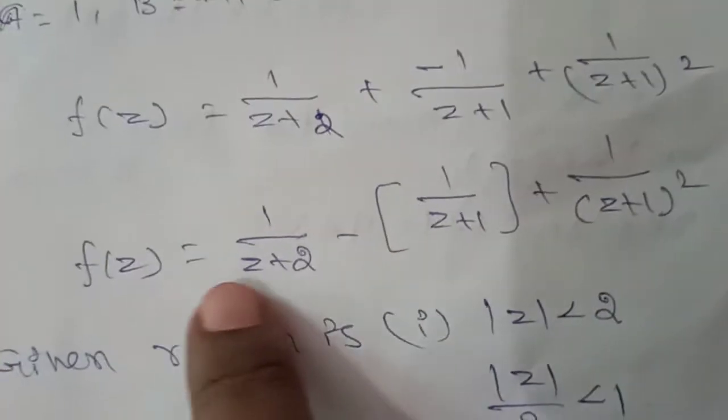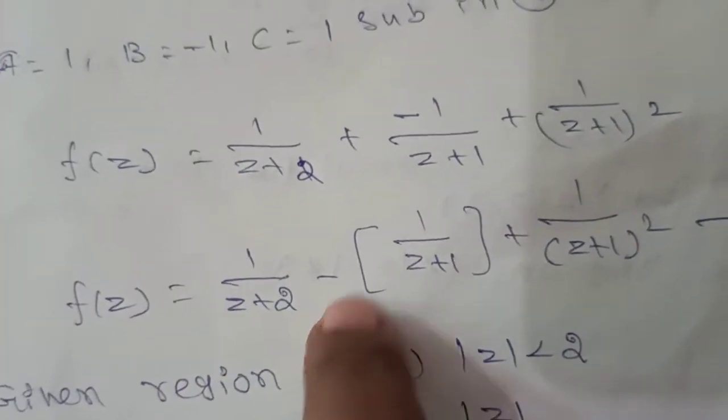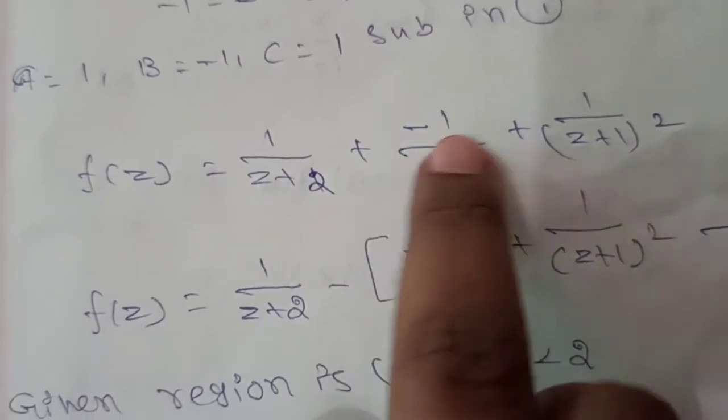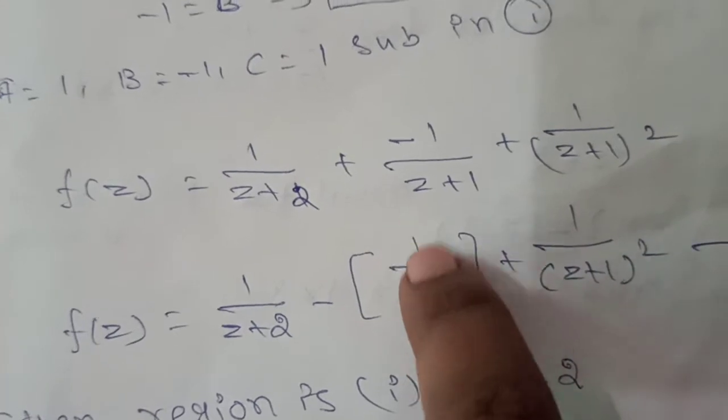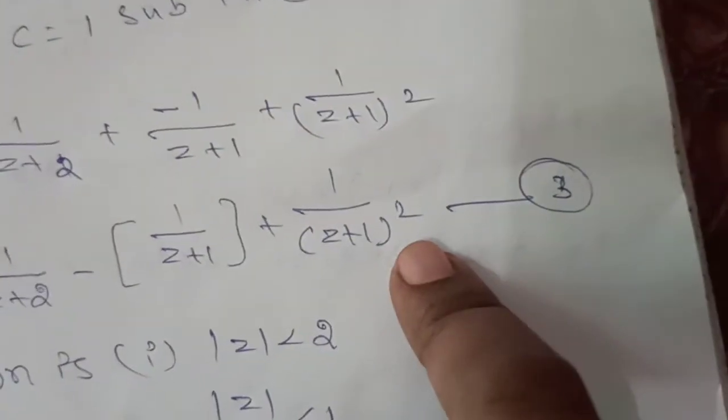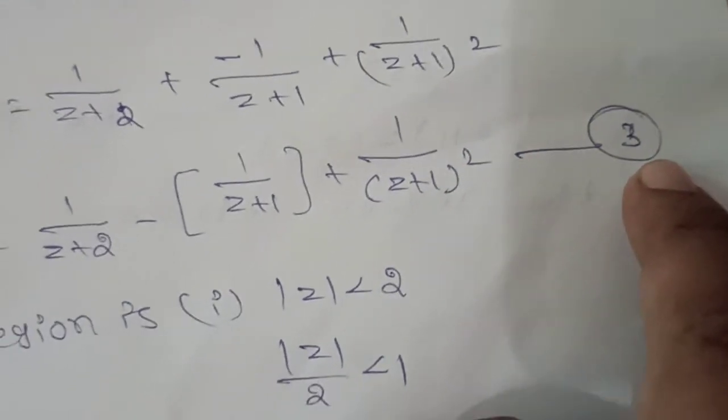Now f of z equals 1 divided by z plus 2, minus 1 divided by z plus 1, plus 1 divided by (z plus 1) the whole square. This is equation number 3.